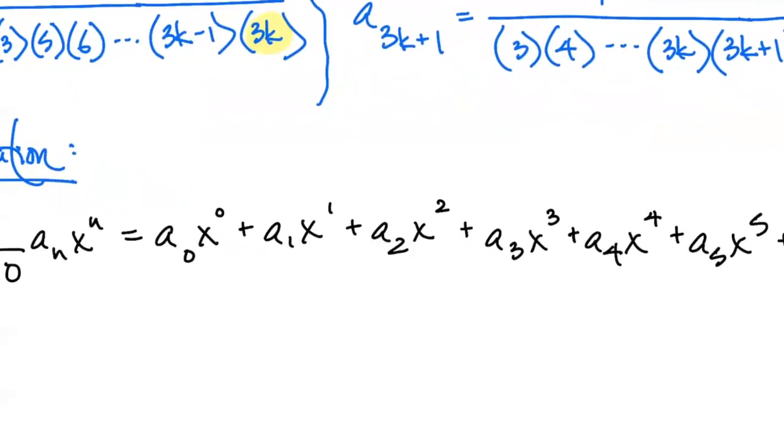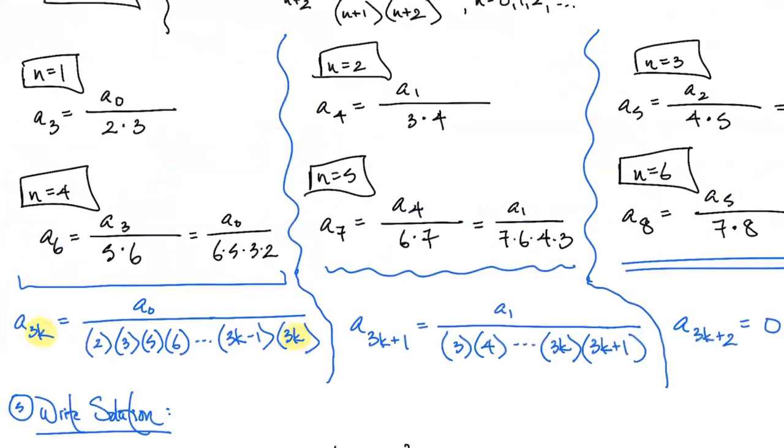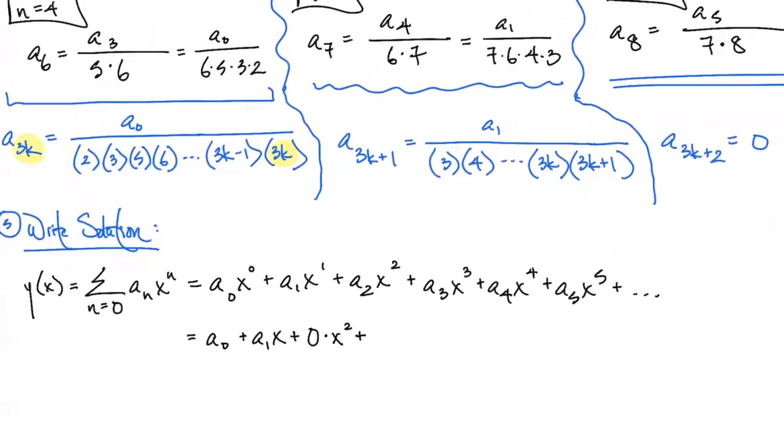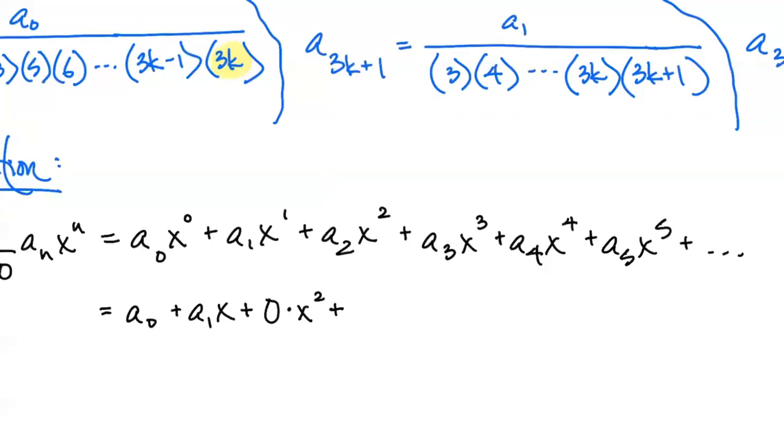Okay. And so we might notice that x to the 0 is 1. So this first term goes to a sub 0. Plus the second term is a sub 1 x. Plus a sub 2 is the first time I can plug in something that I found from above. And specifically, that's 0 times x squared. Plus a sub 3. Well, that was something we had a way to write it, right? A sub 0 over 2 times 3. So I'm going to write that here. A sub 0 over 2 times 3, x cubed.